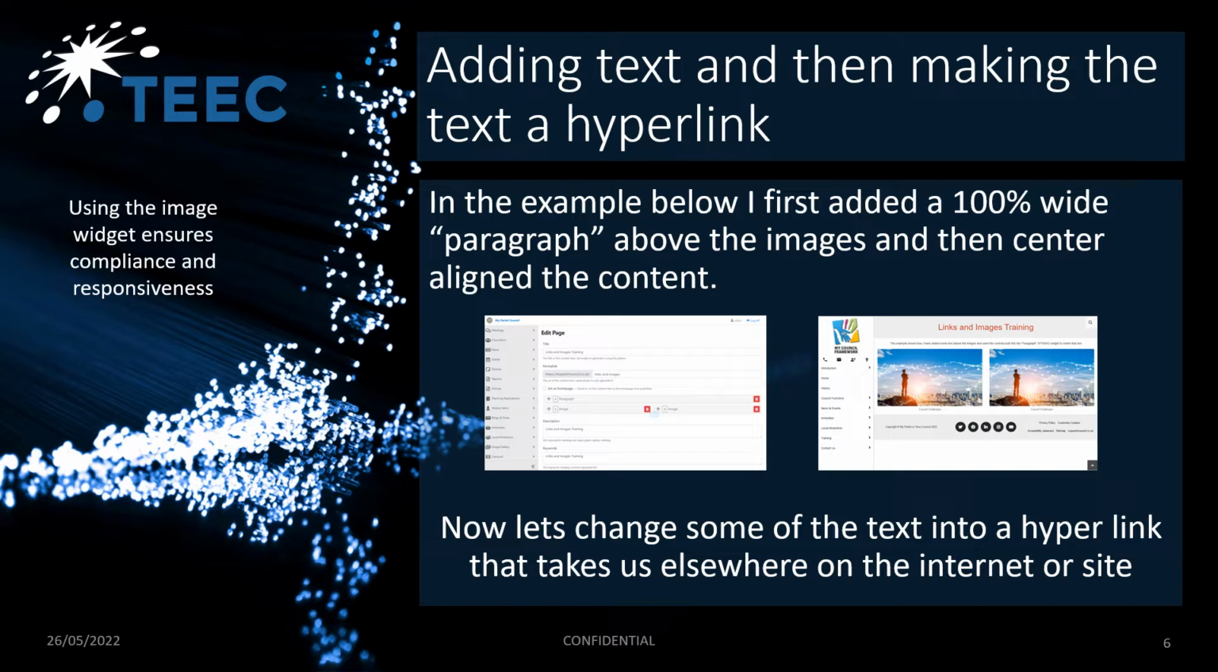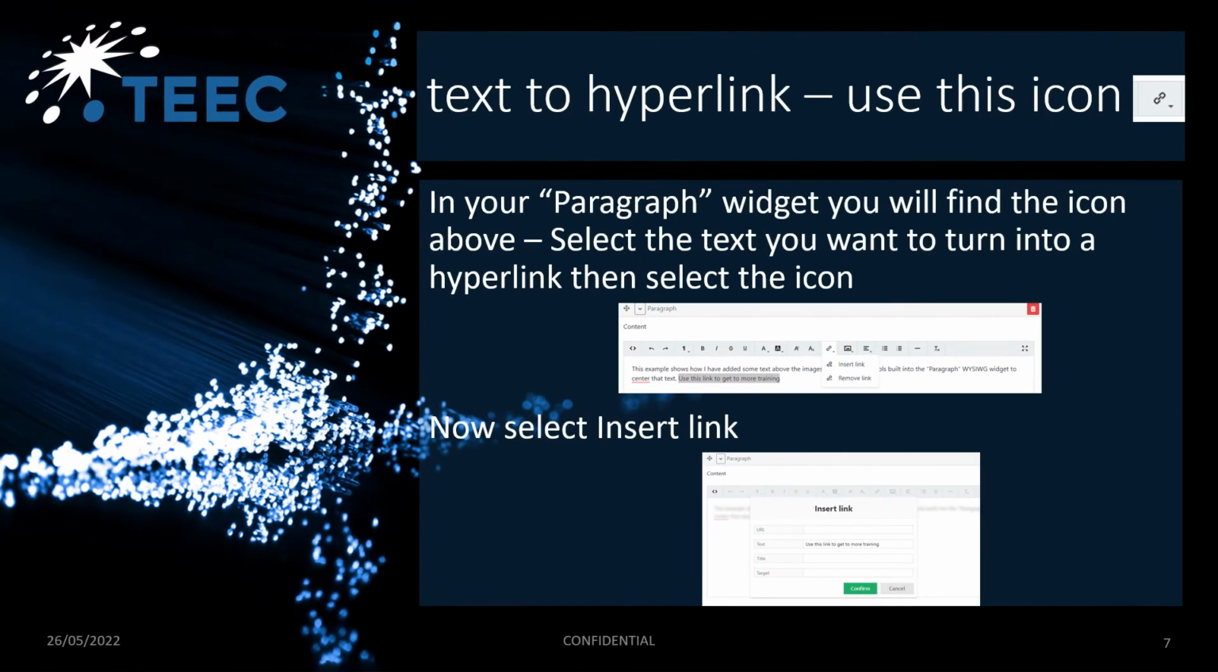So we wanted to add text, and then turn some of the text into a hyperlink. What I've done is insert a paragraph above the two images in this case. I filled in the details, typed some words because it's a what-you-see-is-what-you-get type paragraph widget, published it, and you can see some words above it. The next thing I want to do is take some of those words, or in fact add some new words in my case, so that I can change some of that text in the paragraph to a hyperlink.